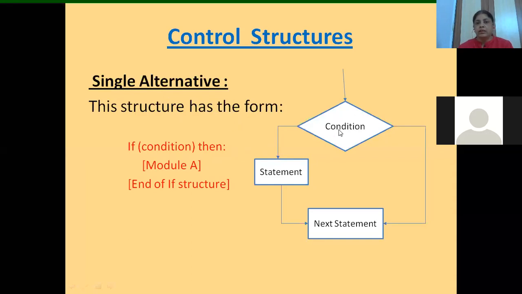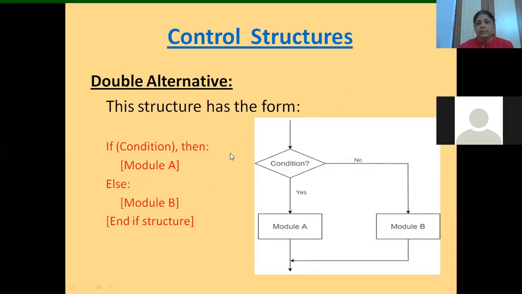In single alternative you have only a condition, and based on the condition you have a module. You don't have any yes or no branch. If it is no, then it is the end of your statement. If it is yes, then you will do some processing and then end of the statement. So you have only one module for that. Okay, next is double alternative.